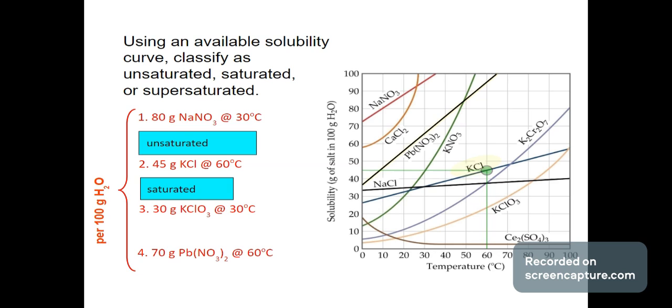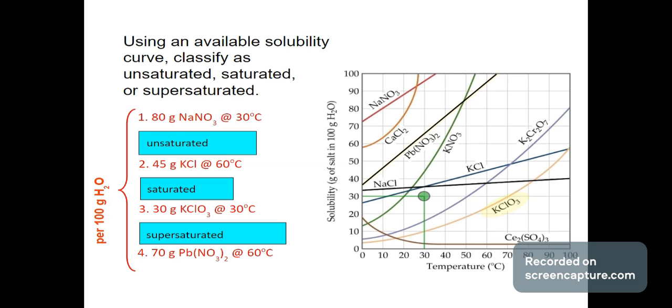All right, so we got the next one, 30 degrees of KClO3, which is basically potassium chlorate. And we can see right there, we intersect 30 degrees Celsius at 30 grams. And we see where the potassium chlorate line is. It's above the curve, so it's supersaturated.